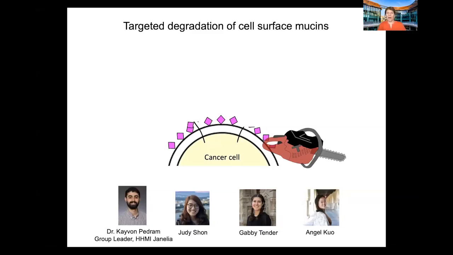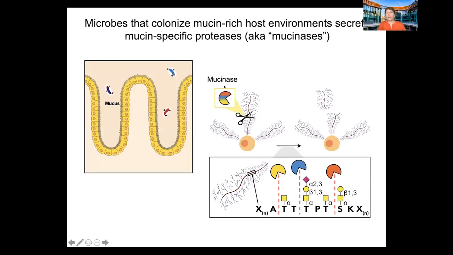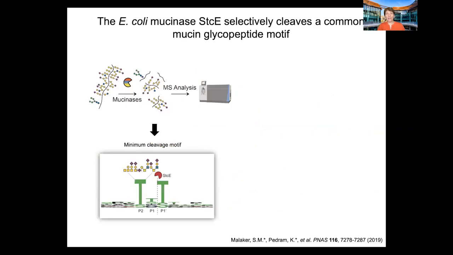So what is the chainsaw? Well, it turns out there are proteases produced by the microbes that live in our gut that will selectively cut the polypeptide backbone in mucins, these densely O-glycosylated proteins. They're called mucinases for short, and we've spent some years characterizing mucinases from different bacteria. Usually the bacteria would use them to move around in the gut and cut the mucins that make up the mucus layer. But we found that they will also cut mucins that are on the surface of cancer cells.